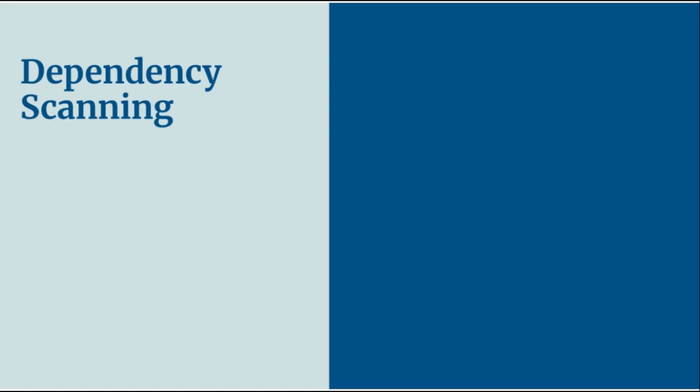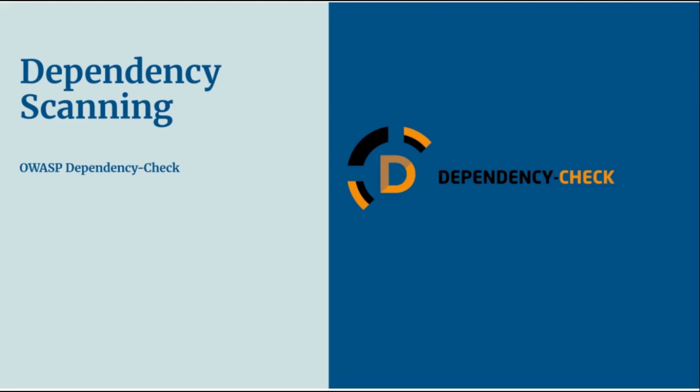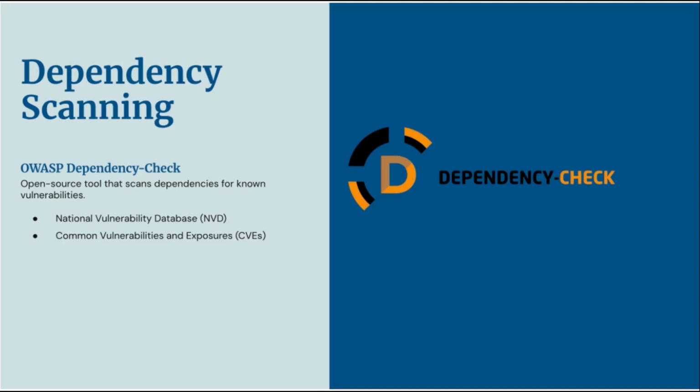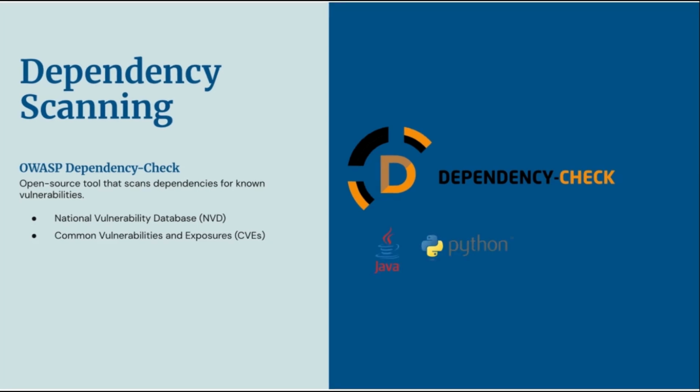Now, let's take a look at some widely used dependency scanning tools that help identify and mitigate security risks. 1. OWASP Dependency-Check. A widely used open-source tool that scans dependencies for known vulnerabilities. References the National Vulnerability Database, NVD, to detect common vulnerabilities and exposures, CVEs. Supports Java, Python, JavaScript, .NET, Ruby, and other ecosystems.